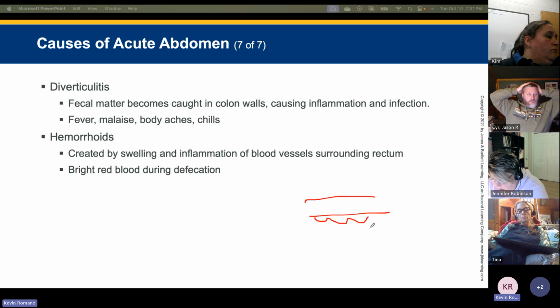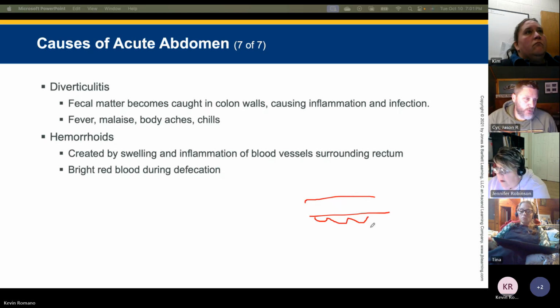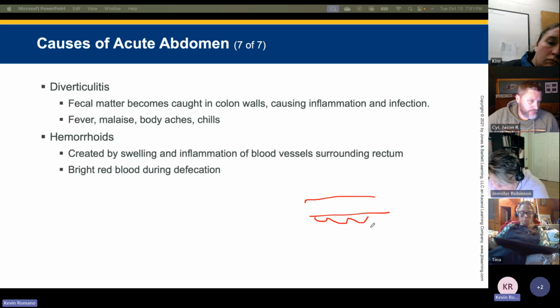What type of muscle is our colon? Smooth muscle, right? So perforation of the intestinal walls can lead to severe infection and shock. Patients that have diverticulitis can go into shock very quickly. They also have nasty infections. Hemorrhoids are created by swelling and inflammation of blood vessels surrounding the rectum, and can be caused by distress as well. Common causes are conditions that increase pressure on the rectum and irritation of the rectum. Signs and symptoms are painless, bright red bleeding during defecation.